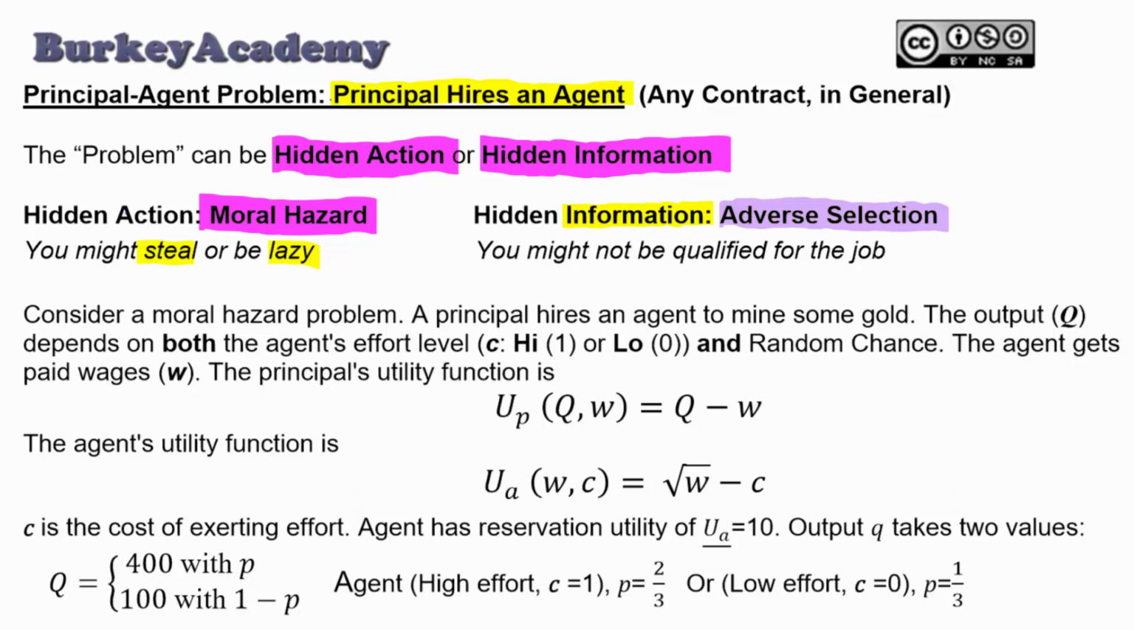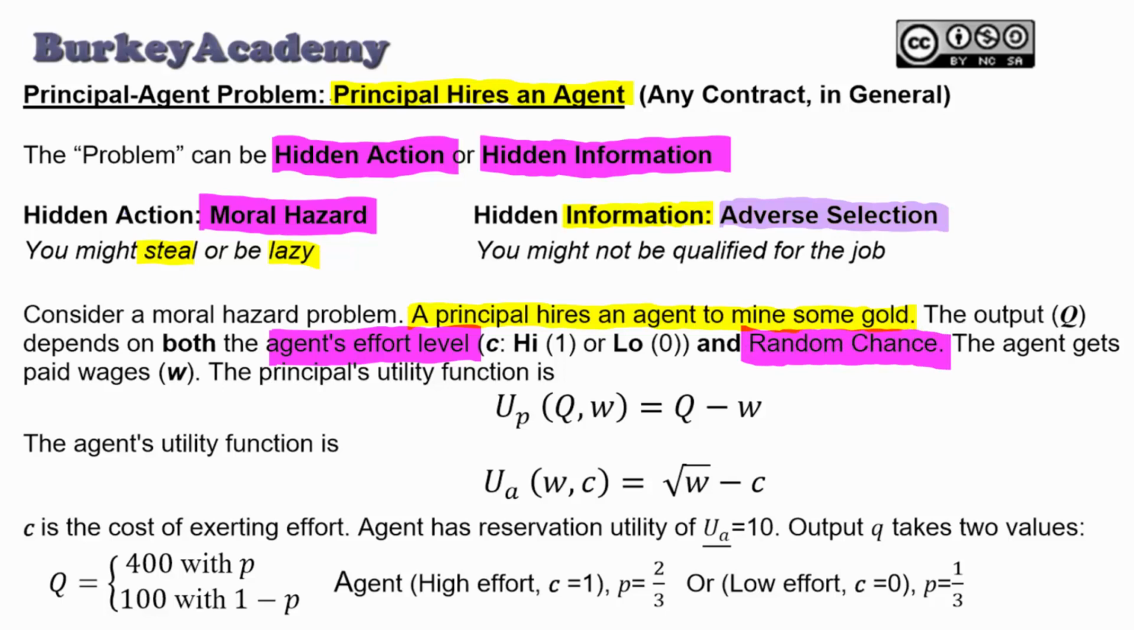So in this problem, we're going to consider a moral hazard problem, and the story is the following. We're trying to hire someone to do a job for us. Perhaps we need them to go mine some gold. We have some land, we know there's some gold there, we don't know how much, and the output, the amount of gold that this person is going to dig up, is going to depend on two things. First, the agent's effort level. How hard do they work? Secondly, it's also going to involve random chance, because I don't know how much gold there is in this land.